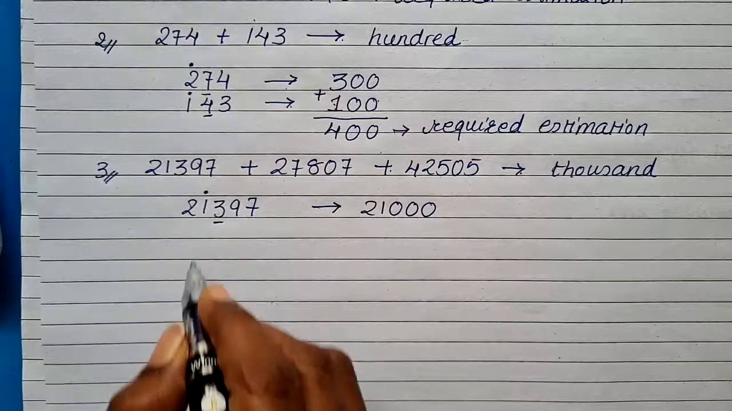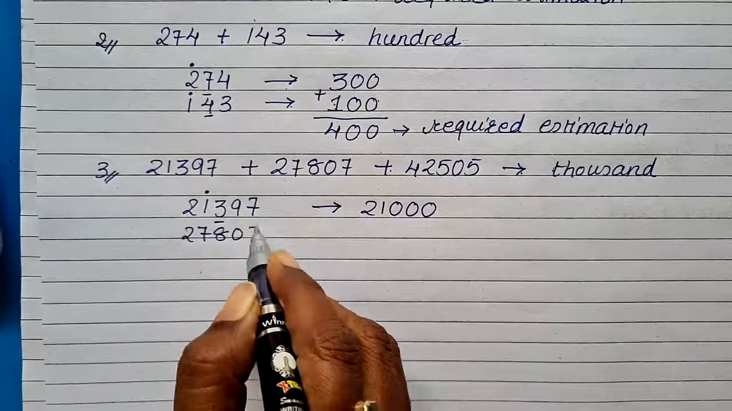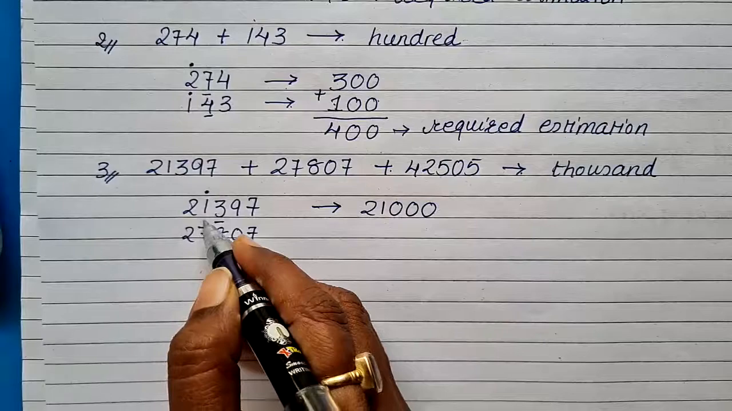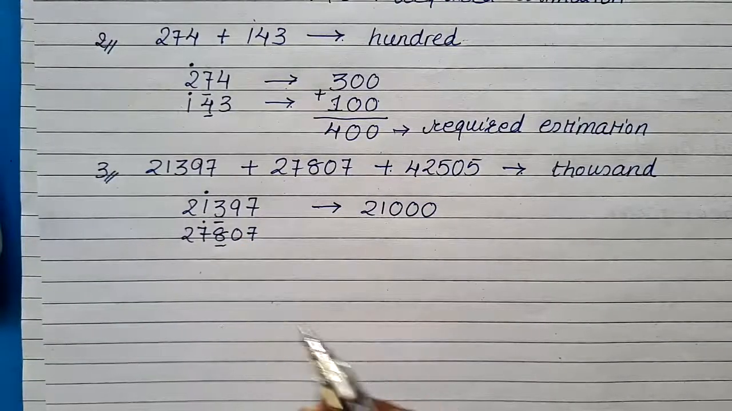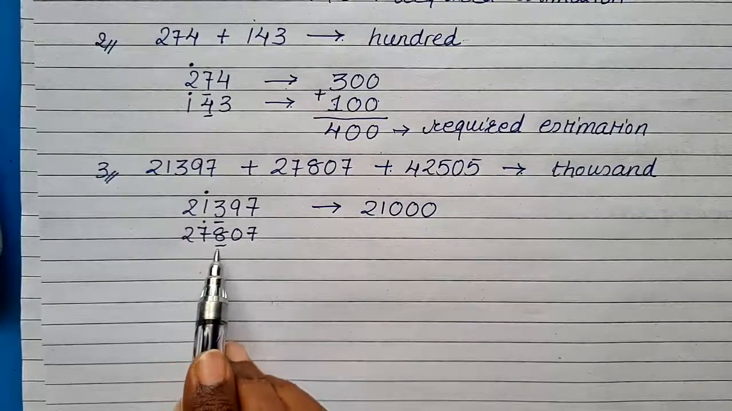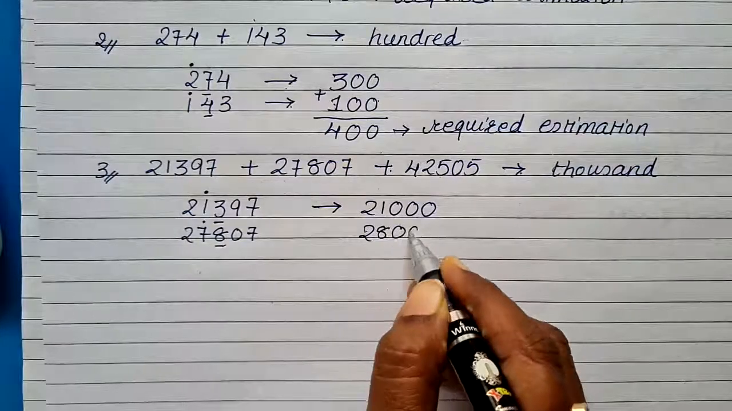Similarly, this number 27,807. Again, this is my target digit, and after that there is 8. So naturally this is 27, but because here it is 8, it will be 28,000.